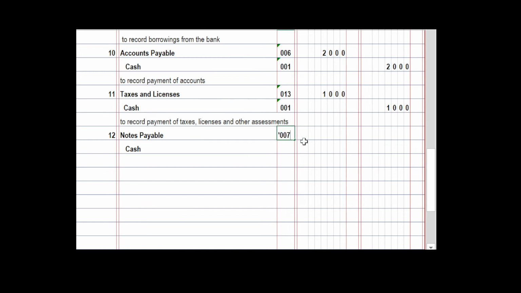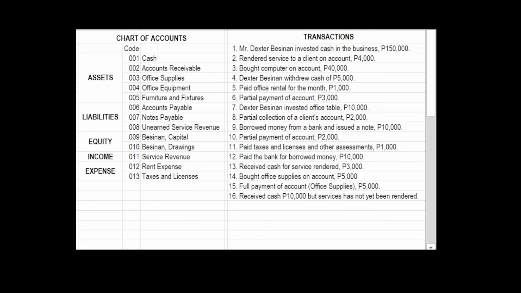So, debit notes payable, and then credit tayo ng cash. So, notes payable 007, 001. Okay, so 10,000 yung partial payment natin. Okay, so yung ating description is to record partial payment to the bank. Next natin, we have 13, received cash for service rendered.